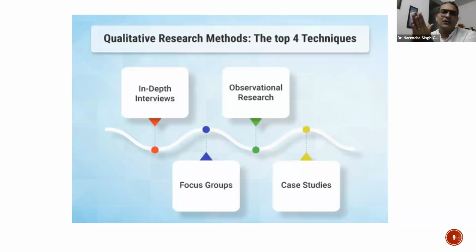Now, these are qualitative research methods. When we talk about them, these are the four top techniques. The first is in-depth interviews. I will also tell you how you can design your own questionnaires to collect the data. So I have framed certain questions, and I will show you some of the questions I have made and how they are linked to each other.